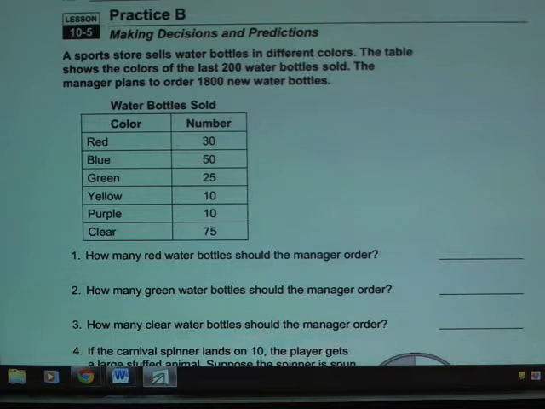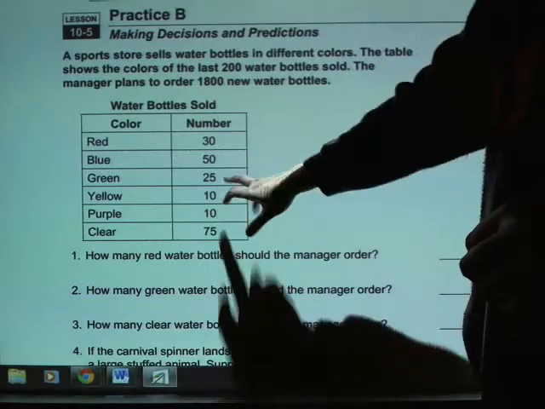This is the homework helper for Chapter 10, Section 5 in the 8th grade textbook, Making Decisions and Predictions. All right, let's go ahead and take a look at the first three questions here. Now, as you can see, these three questions all rely on the same prompt and table.